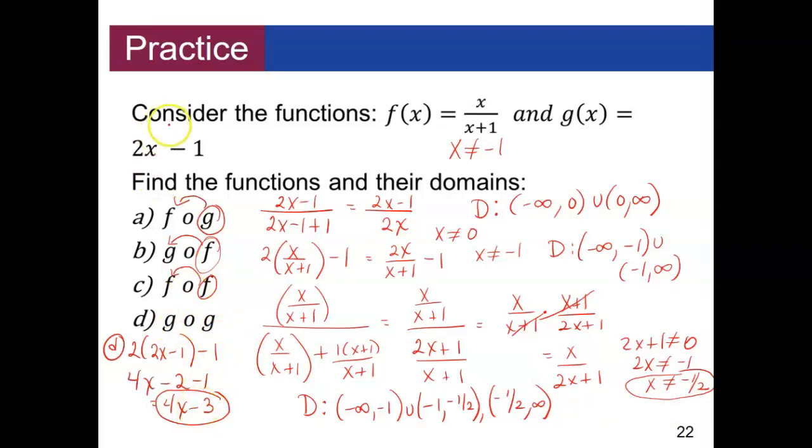And thankfully, I didn't have any domain restrictions on g to begin with, and I don't have any domain restrictions on the composite function. So one thing to keep in mind here is on the domain restrictions, you need to look at your final simplified expression. You also need to look at the first function that you start with to pick up any domain restrictions with that.